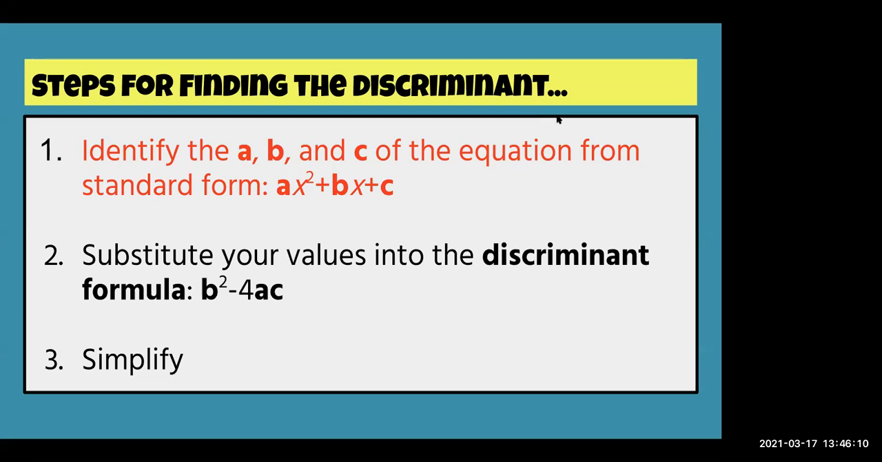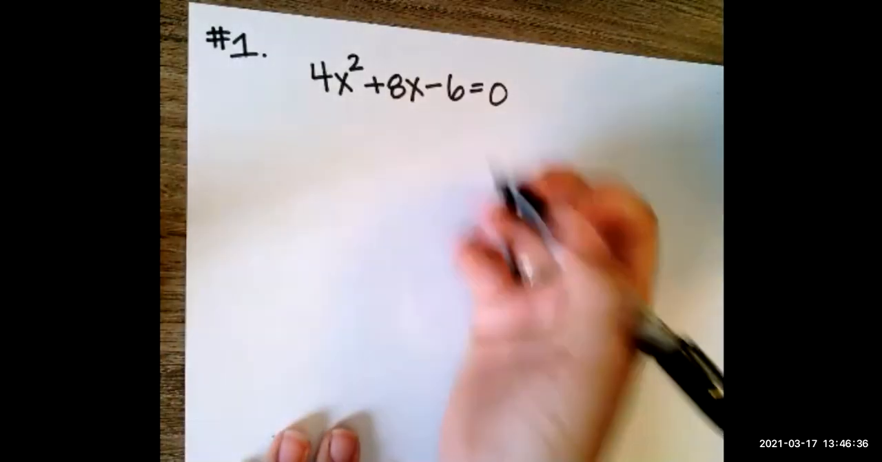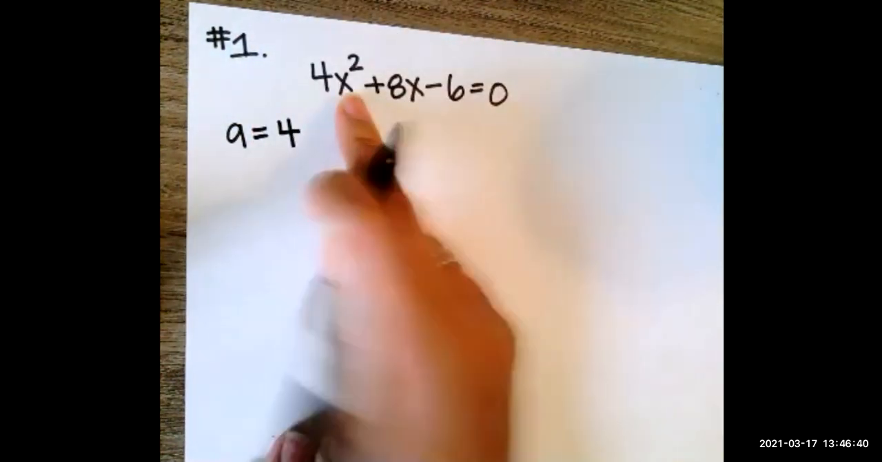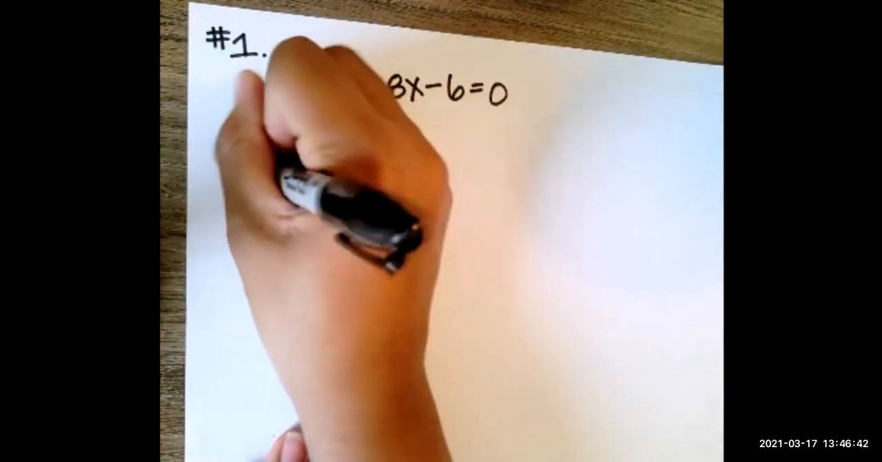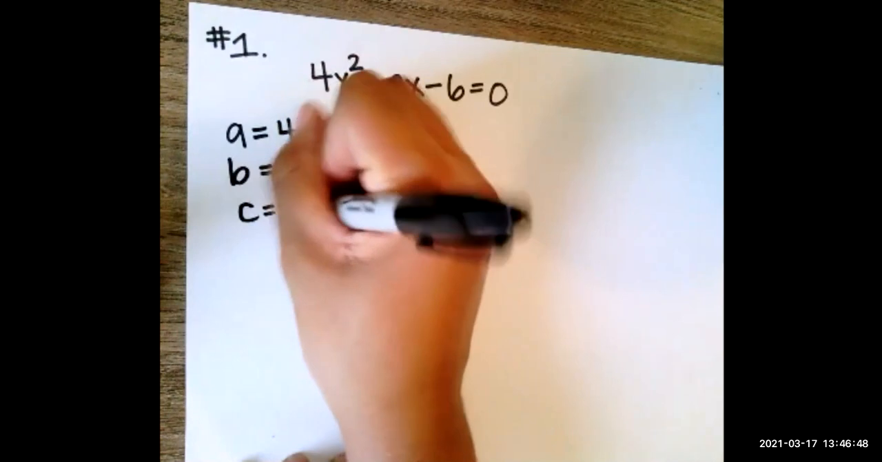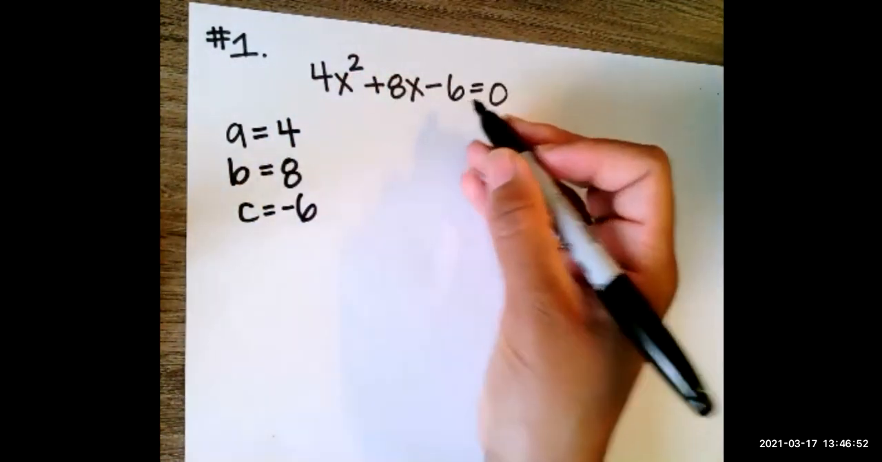The first step is to identify the a, b, and c of the equation from the standard form ax squared plus bx plus c. In example 1, the a is 4, because that's the value next to x squared. B is 8, because that's the value next to x. And c is negative 6. That's the constant, or the value that's not next to a variable.